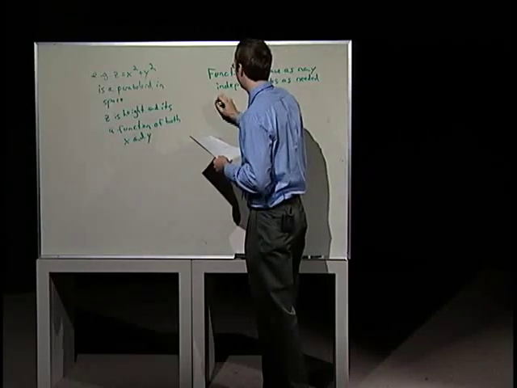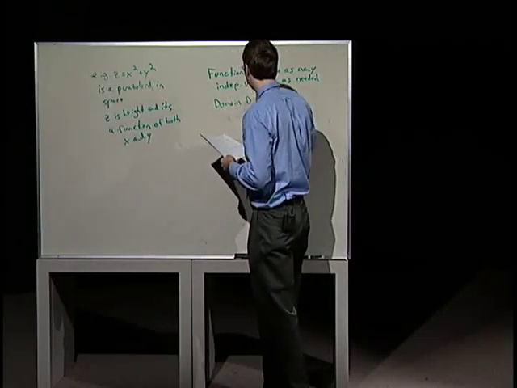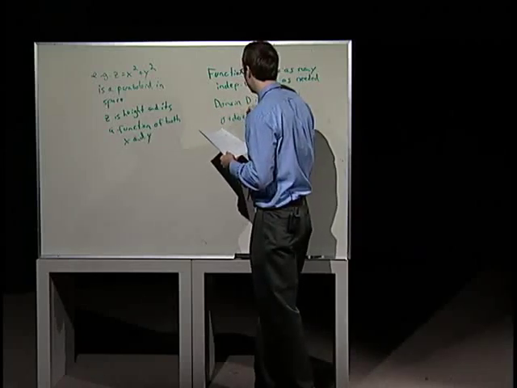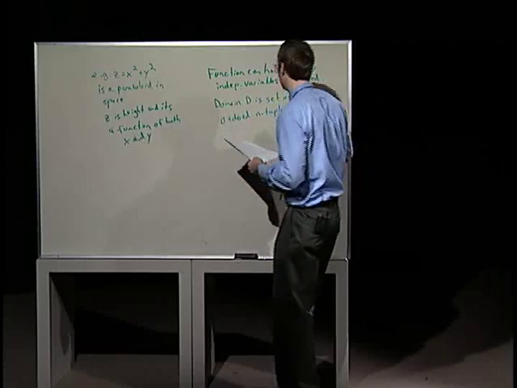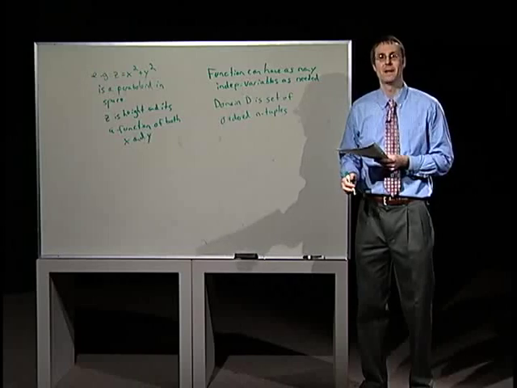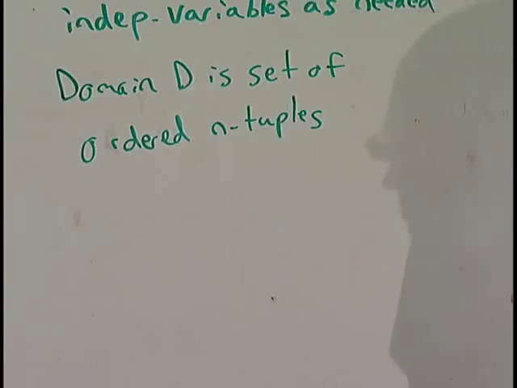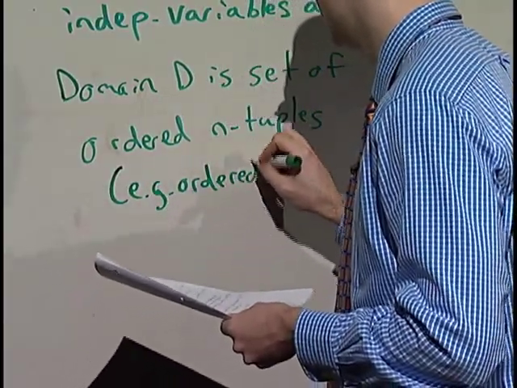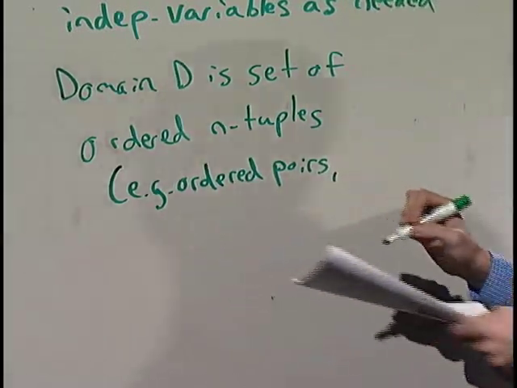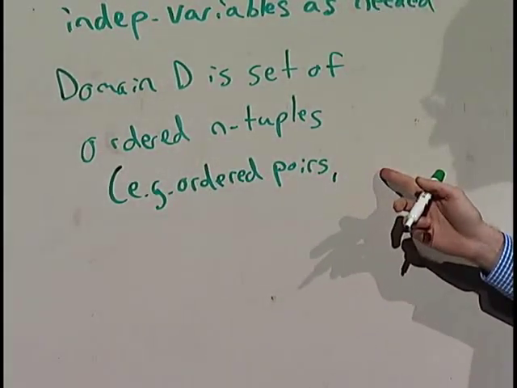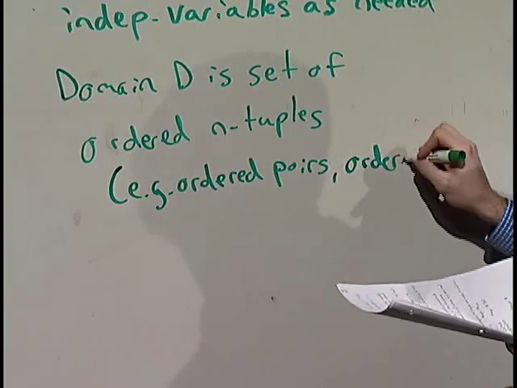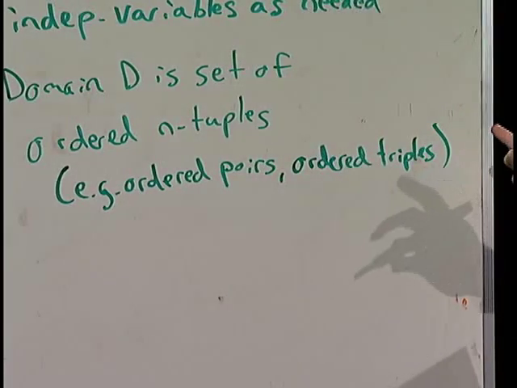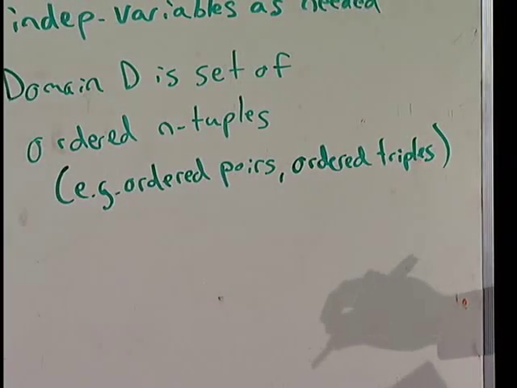Okay? And the domain of these functions, so the domain D, is a set of ordered n-tuples, right? Where n is the number of elements in the ordered pair or triple or quadruple or something. So, e.g., in a function of two variables, the domain consists of ordered pairs x, y. In a function of three variables, it would consist of ordered triples. So now you'd have three input variables. So you'd have input variables x, y, z, and you might have w being your output variable. Okay?